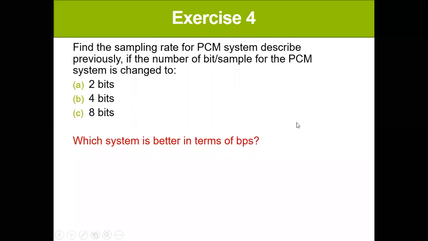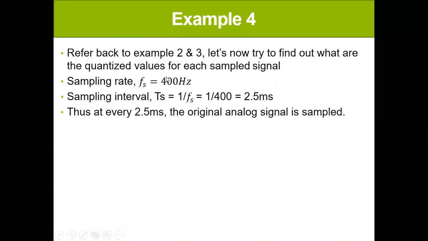Okay, so next. In our previous examples we discussed 2 and 3. Now let us try to find out the quantized values for each sampled signal. For sampling rate Fs equals 400 Hertz, what is the sampling interval, or sampling period, Ts? 1 by Fs, 1 by 400, is 2.5 milliseconds. Thus, every 2.5 milliseconds, we will capture one sample from the original continuous or analog signal.